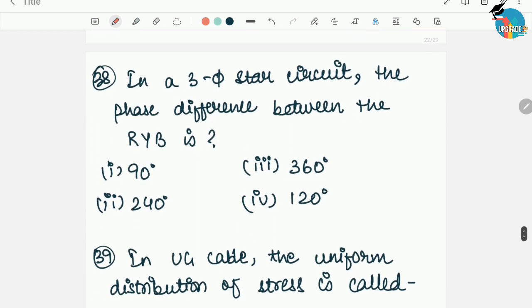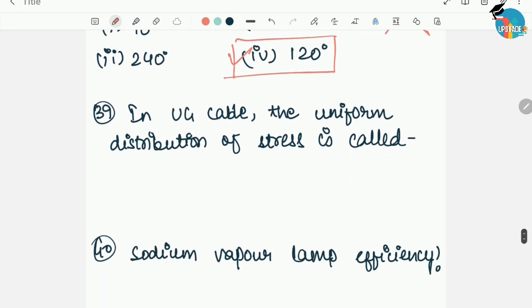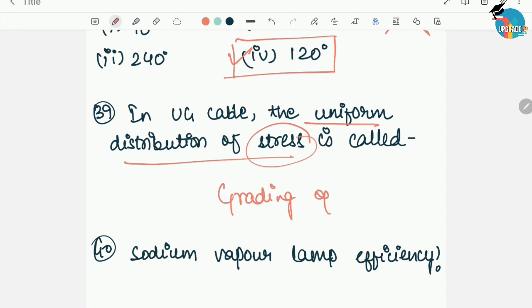Next question is, in a 3-phase star circuit, the phase difference between RYB is, options were 90, 240, 360 and 120. So RYB is star connected, it is equally divided into 120 degrees each. Next question is, in underground cables the uniform distribution of stress is called. The uniform distribution of stress is called the grading of cables. Grading of cables is a process in which uniform distribution of stress is done.